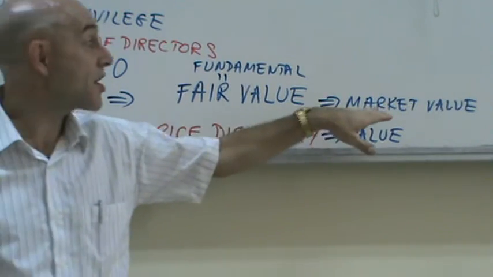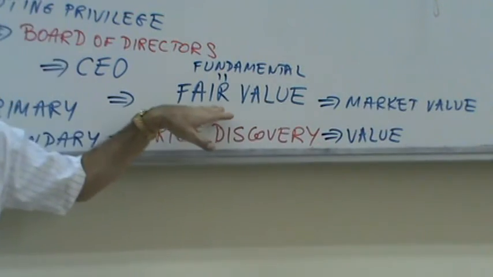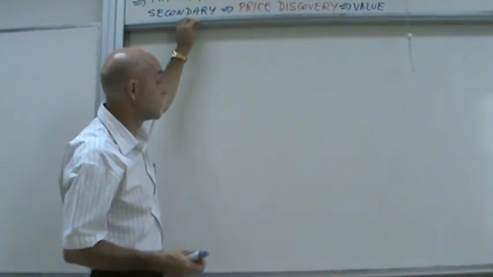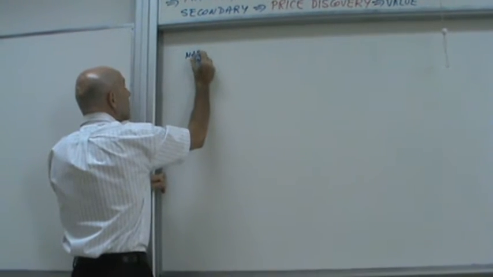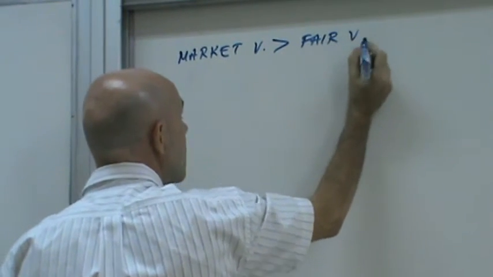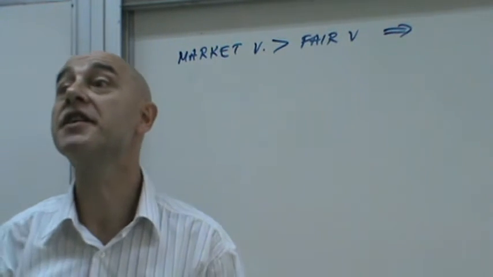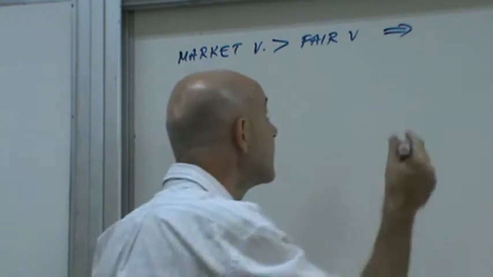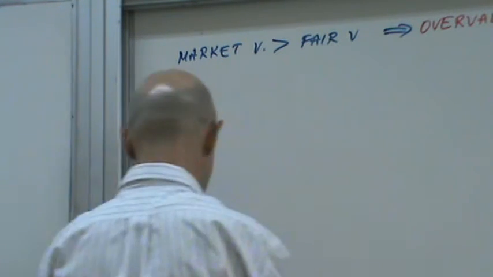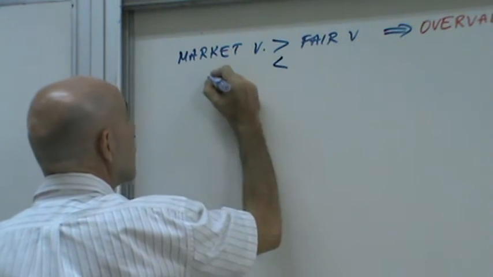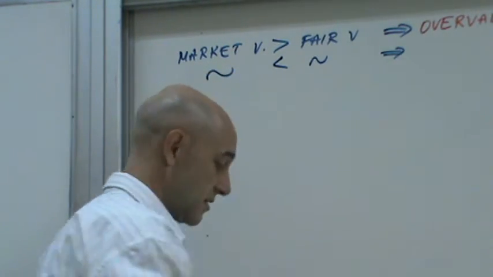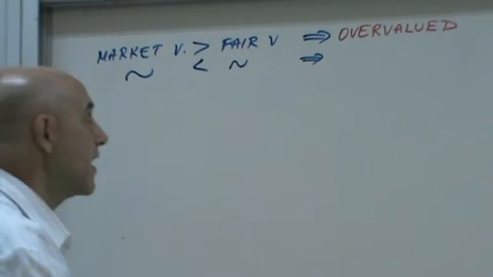Next, when the market value is higher than the fair value, okay, let me see where I write. Okay, let's do it like this. When market value is bigger than fair value, we say that the stock is overvalued. When the market value is less than the fair value, we say that the stock is undervalued.